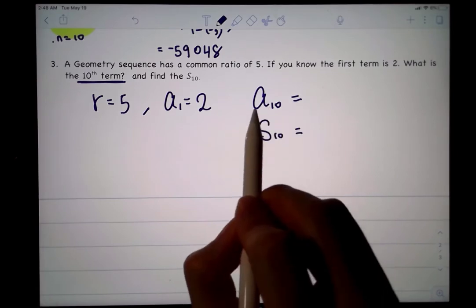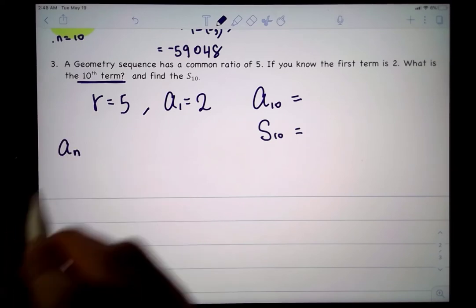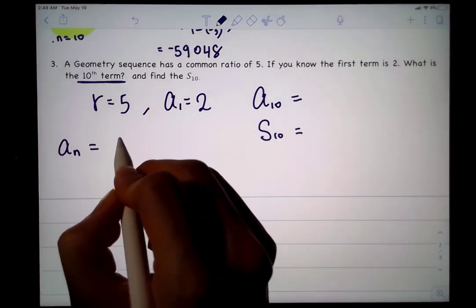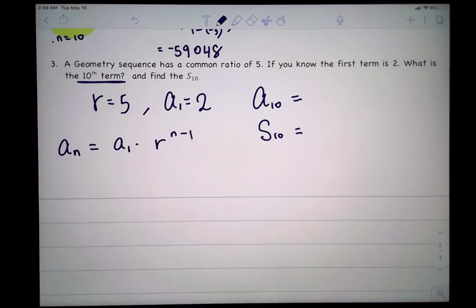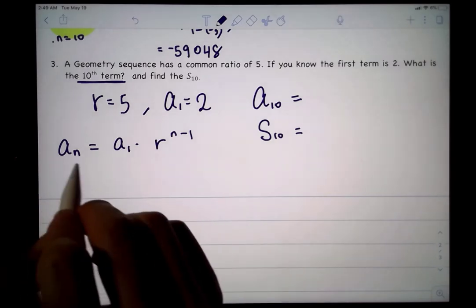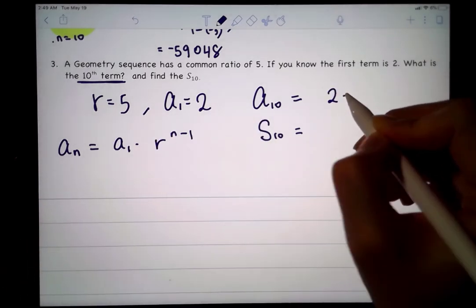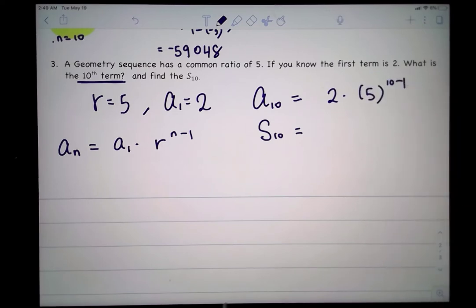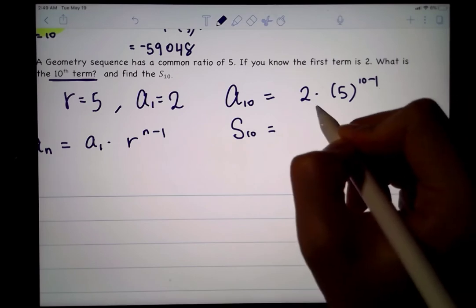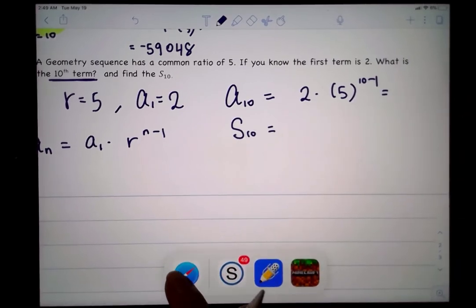So first, to get A10, we need to use An, the explicit formula, which is A1 times r to the n minus 1, right? So we have A10 equals A1, 2, times 5 to the 10 minus 1. You can just put it on the calculator, then you will get the answer: 2 times 5 to the 10 minus 1.